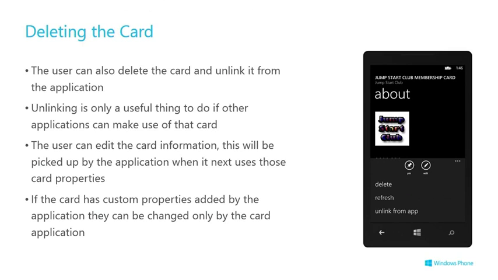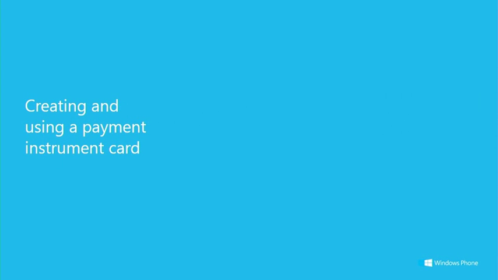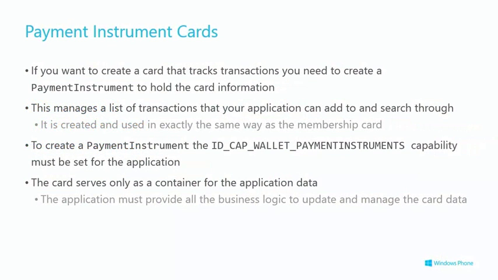All right, so we're refreshing, we're updating, deleting the card. So now let's talk about using a payment instrument card. So we're kind of getting a little more transactional, aren't we? Yeah, with payments and things like that. Again, as you mentioned earlier, you're going to have to set the additional capabilities, the secure settlement and pay instrument capabilities, because it's getting a little more serious.